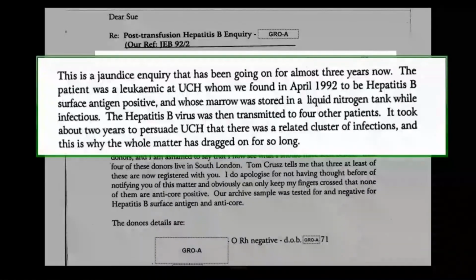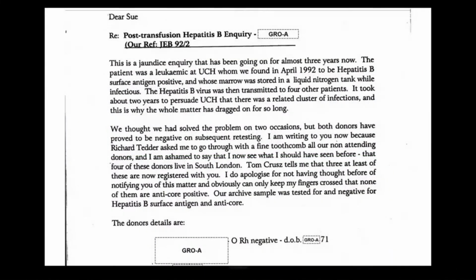It's a letter from February 1995, which addresses in the first paragraph that this was a jaundice inquiry that's been going on for almost 3 years now. It's explained that in this case it related to bone marrow that was stored in a liquid nitrogen tank while infectious, and it was then transmitted to other patients. So it's slightly different, but the purpose of showing this document series is paragraph 2.